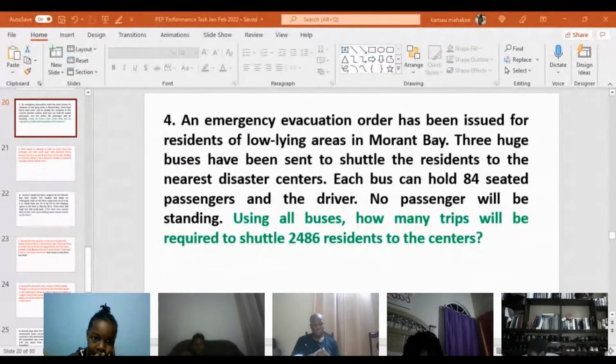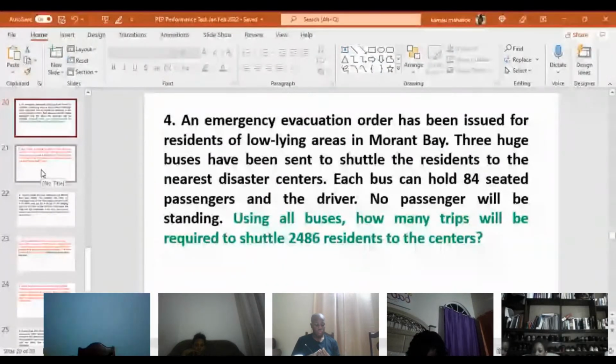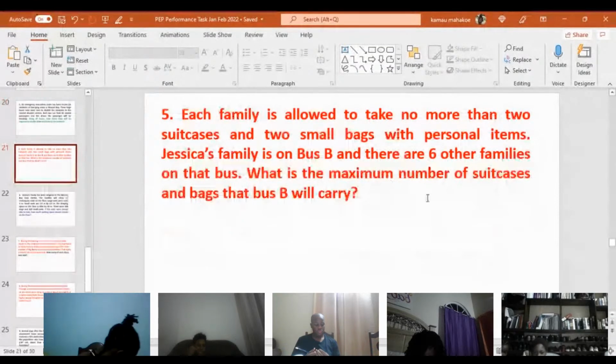All right, who hasn't read? Amari and John haven't read, right? John, did you read? No, Miss, I didn't read. All right, Amari, can you read question 5, please?